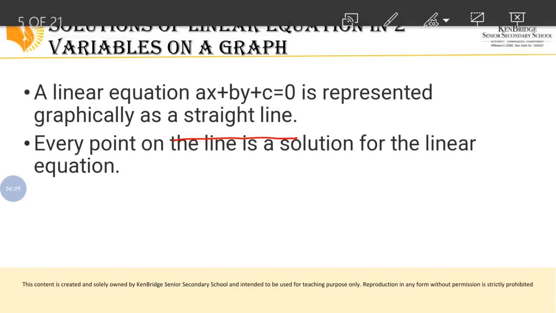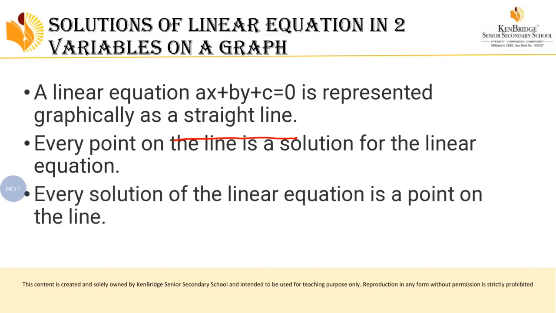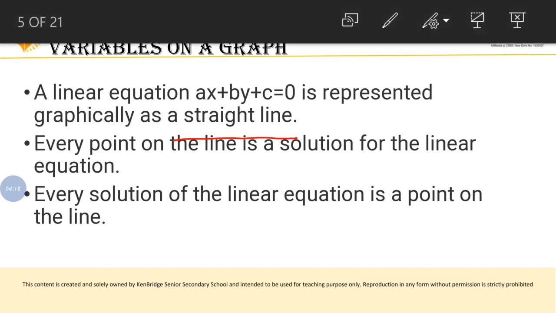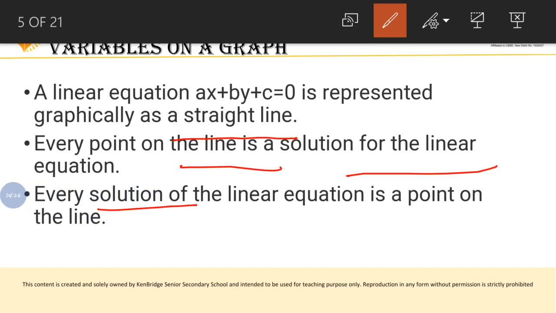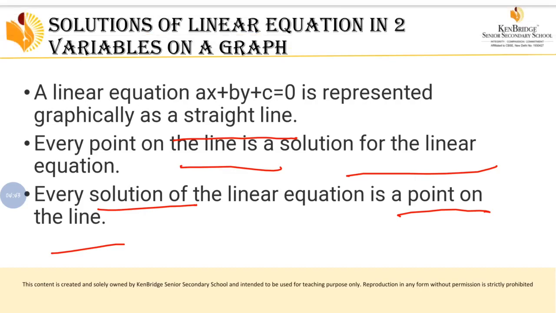And every solution of the linear equation is a point on the line, vice versa. First we have seen that every point on the line is a solution of the linear equation. Now every solution of the linear equation is a point on the line. So whatever point lies on the line will become a solution of the linear equation, and whatever solution we get from the equation will be a point on the line.